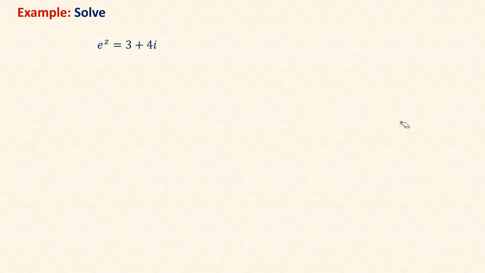Let's solve this equation. e to the z is equal to 3 plus 4i. How do you find z? We make the right side in terms of exponential form. Then you compare the power.